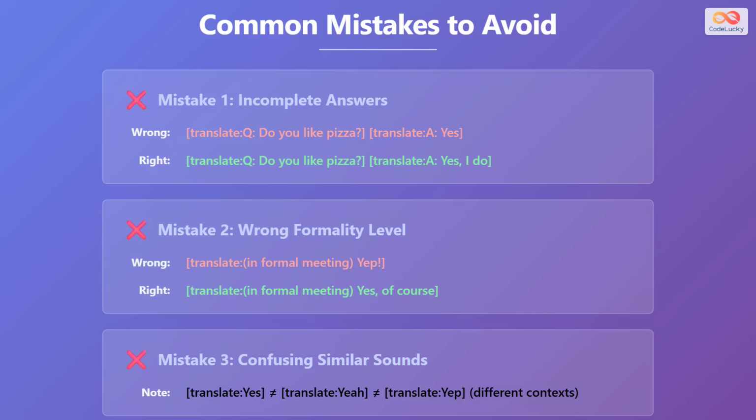Never say yep in a formal meeting. Use yes, of course, instead. Mistake 3 is confusing similar sounds. Yes, yeah, and yep all mean the same thing, but they're used in different contexts. Pay attention to when native speakers use each one.